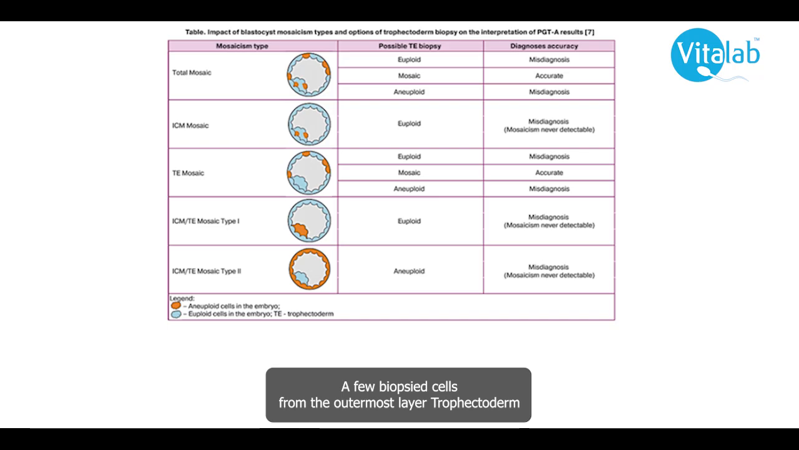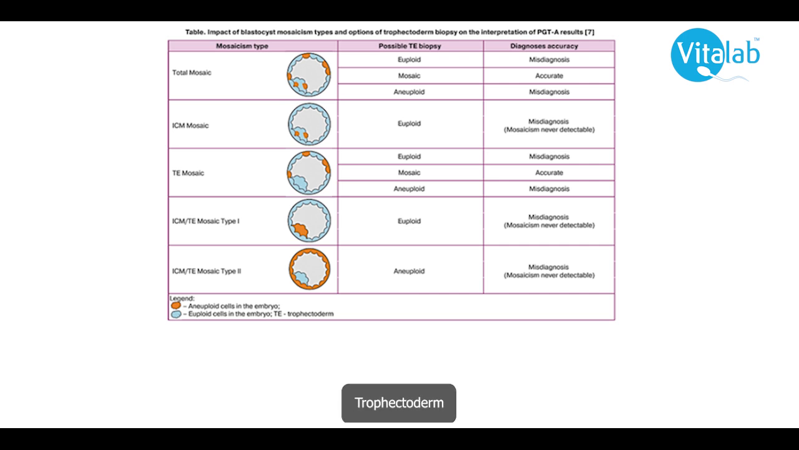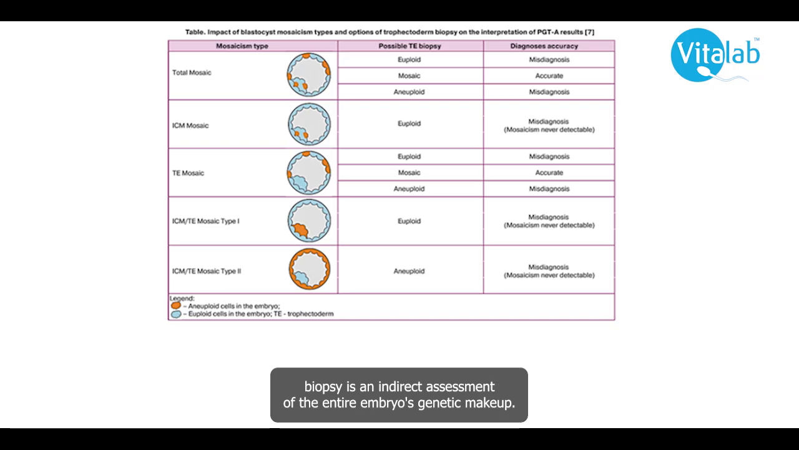A few biopsied cells from the outermost layer, trophectoderm, cannot be a true reflection of the entire embryo's genetic makeup unless the aneuploid cells are evenly distributed throughout. The trophectoderm is the placental precursor and is not necessarily identical to the inner cell mass from which the fetus will develop. Trophectoderm biopsy is an indirect assessment of the entire embryo's genetic makeup.